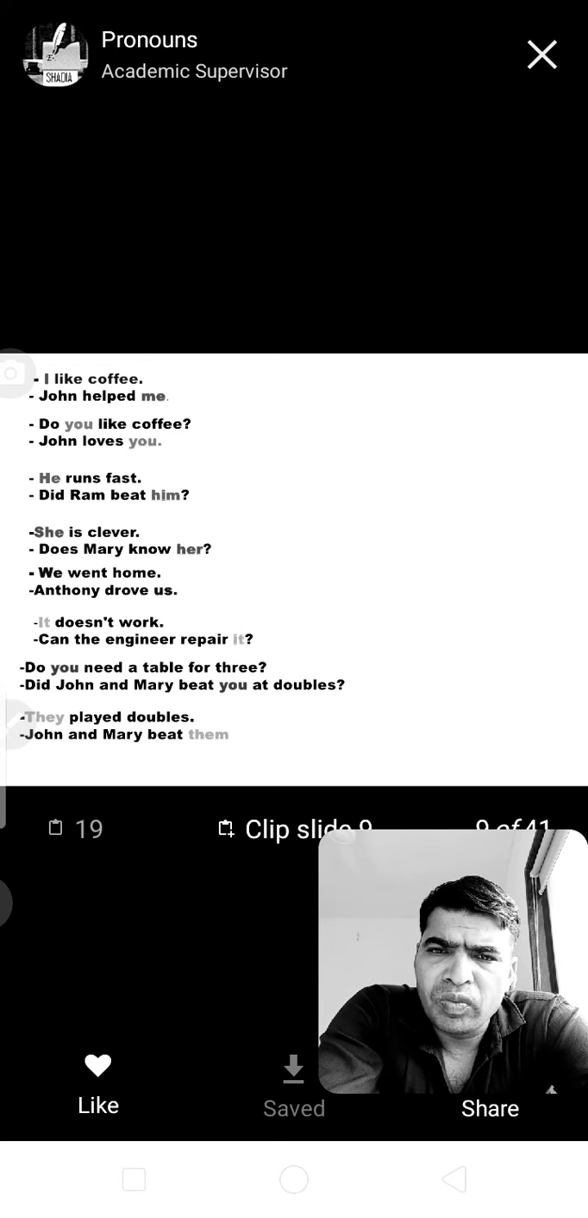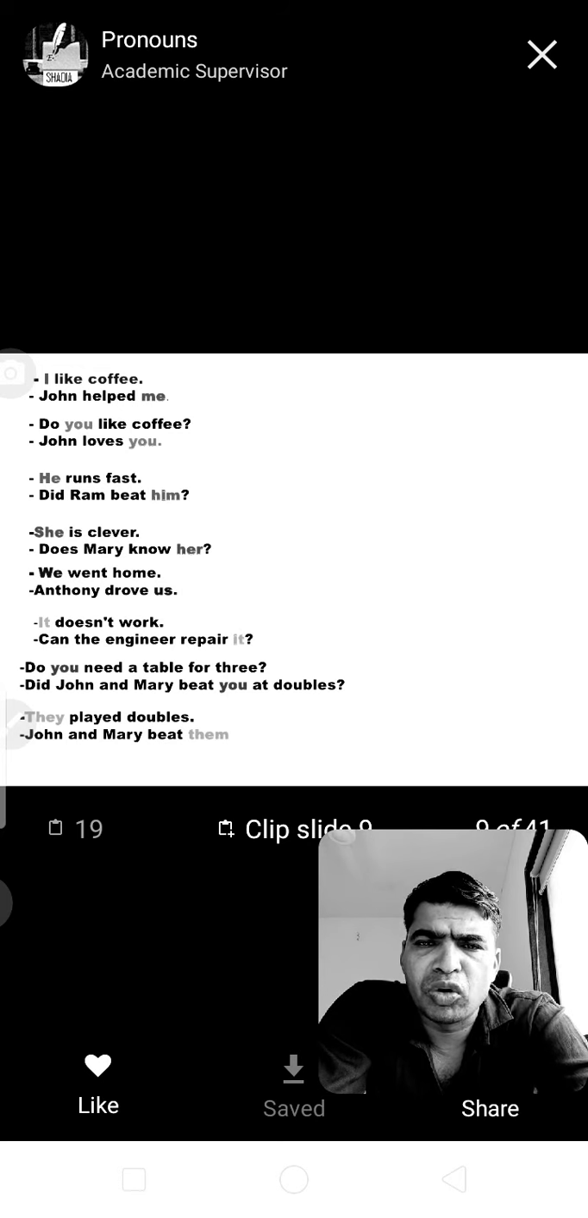We went home. Anthony drew us. We becomes us. It doesn't work. Can't the engineer repair it? It remains it. Do you need a table for 3? Did John and Mary beat you at doubles? So we can see some pronouns do not change. They played doubles. John and Mary beat them. So we can see from these examples how the personal pronouns change accordingly.